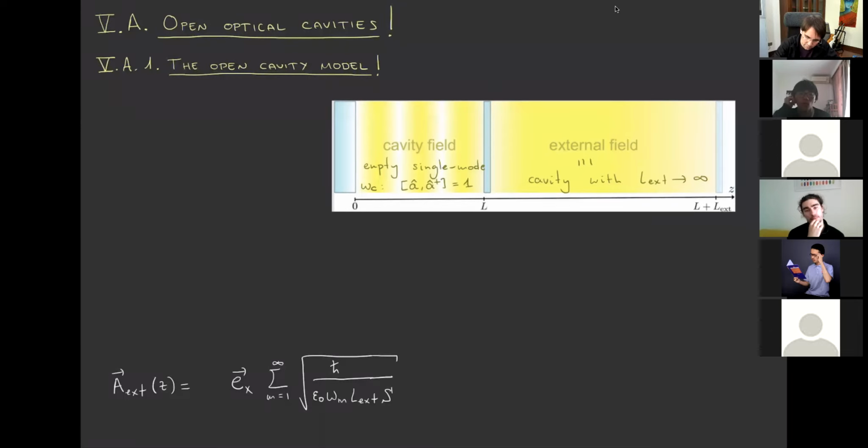Then, what else do we have? Then we will have the annihilation and creation operators of excitations outside the cavity. And this I will call b.